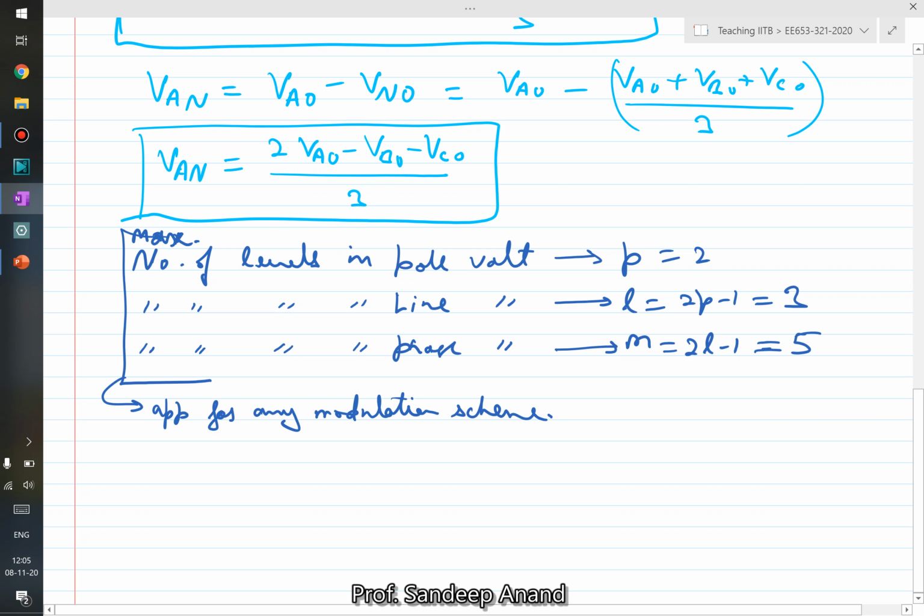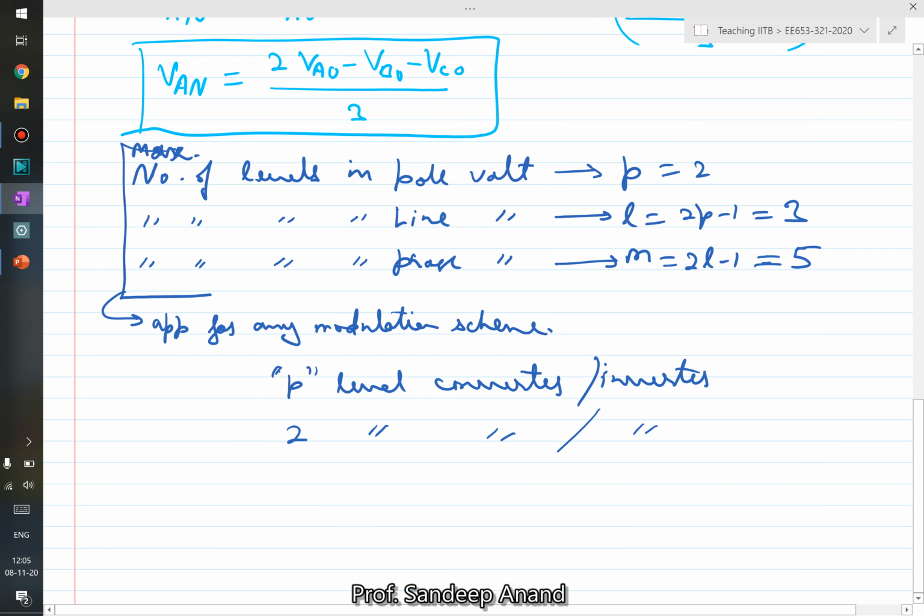So far so good. So in general we would call this circuit a P-level converter or inverter. For example, the one which we discussed above is actually a 2-level converter or inverter. We are not going into multi-level converters, but essentially what is a multi-level converter?